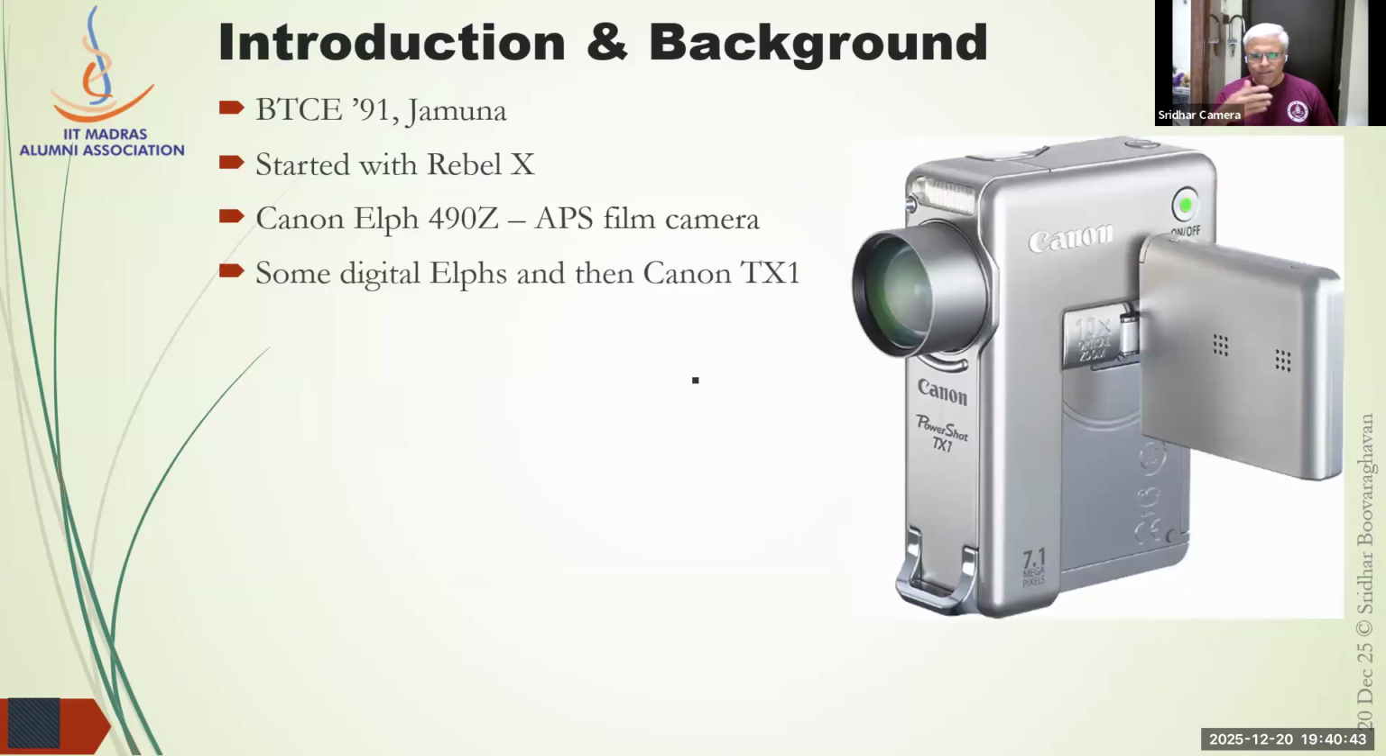And then slowly I moved into digital, and some of these small digital cameras came, and I ended up buying the PowerShot TX1, a very unusual looking camera, almost like a handheld camcorder, but it was actually a still camera that could do very good video. At that time it was HD quality video, and it had a very good zoom lens, an unusual form factor for a camera, but it worked very well.